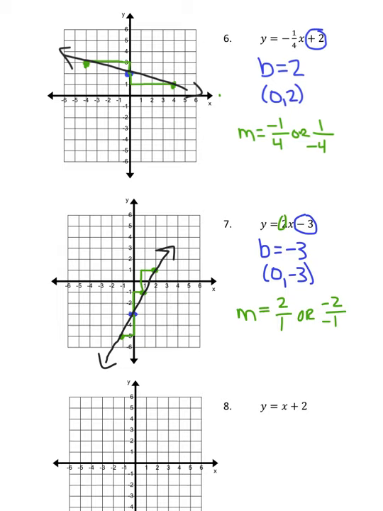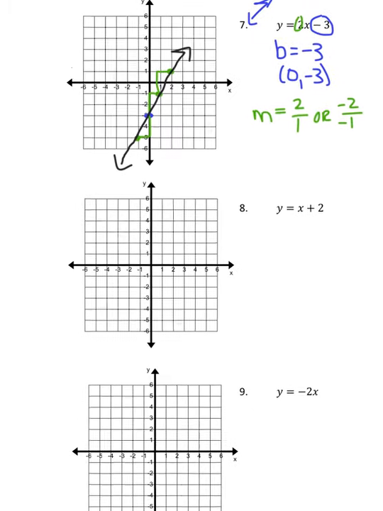All right, so there we are. We've graphed y equals 2x minus 3. We knew it was a positively sloped line. All positively sloped lines are going to go in this direction, right? Up, going up from left to right. All right, let's go number 8.